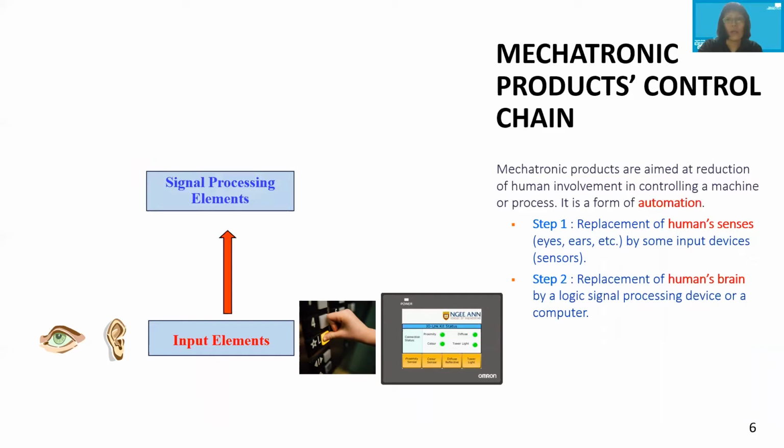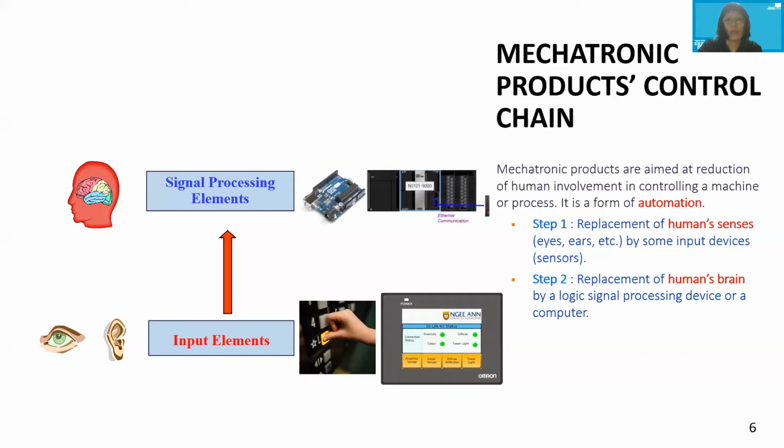The next step in the control chain will be the signal processing element, which is the brain of the system. In the example of the robot, the brain is the robot controller, which houses the program. The program decides how the robot should move. Other examples of signal processing element are Arduino board, Raspberry Pi, or even programmable logic controllers, which are commonly found in the industry.